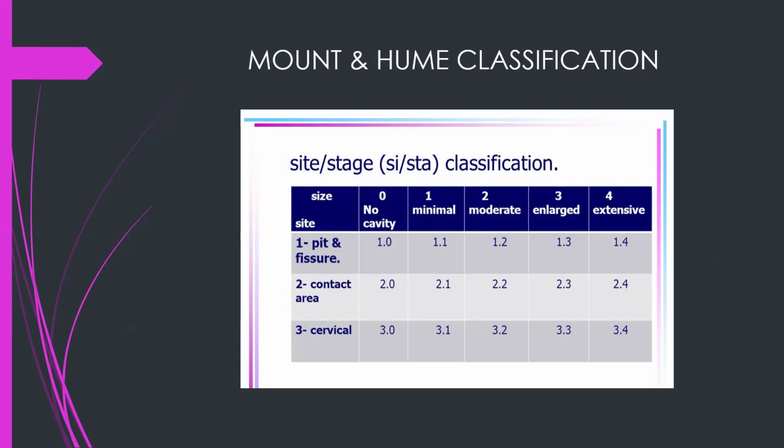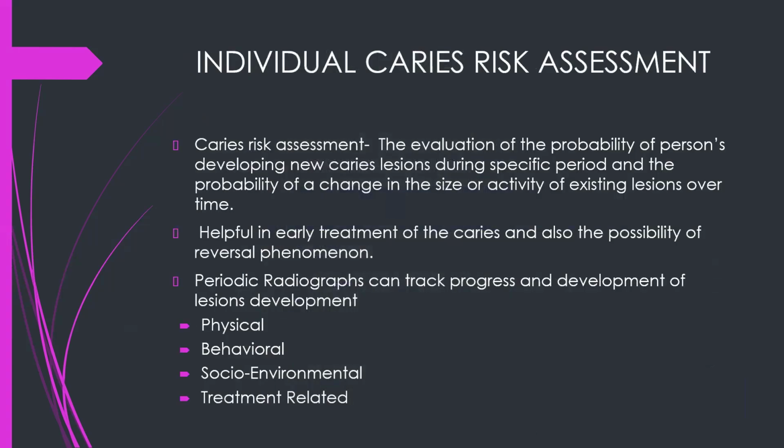And this is how you should represent it in your answer sheet. Now, apart from classification of the caries, we do caries risk assessment. Caries risk assessment does not only involve caries activity test, it also involves the probability of persons developing new carious lesions during a specific period and whether there is going to be a change in the size of the cavity or activity of the existing lesions.